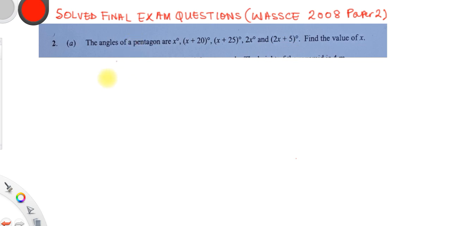So how do you find the value of x? We are told that the angles of a pentagon are these. So you know pentagon. What is a pentagon? A pentagon is a regular polygon with 5 sides.